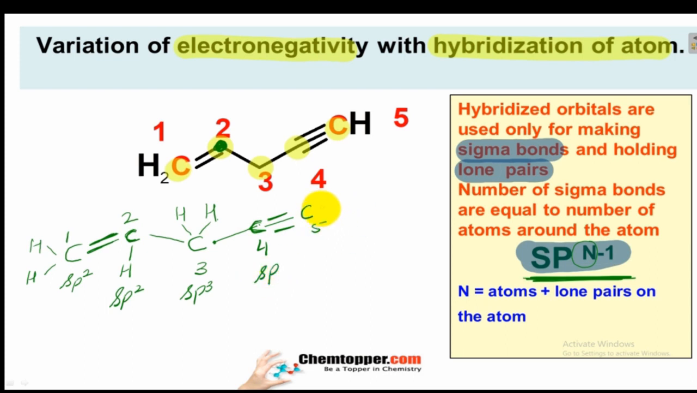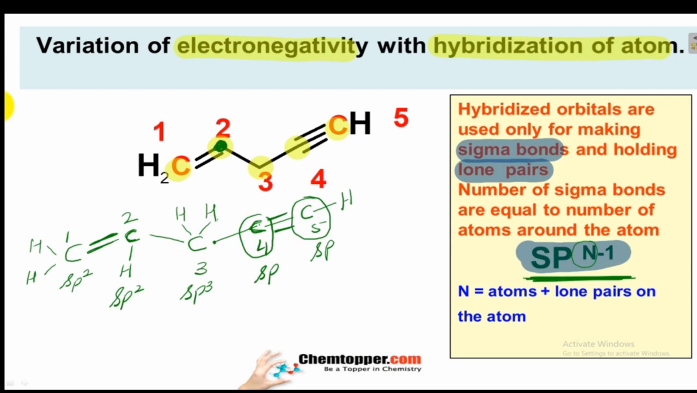Similarly, carbon number 5 is making 1 sigma bond with hydrogen and 1 sigma bond with carbon number 4. The rest 2 are pi bonds. So it also needs only 2 hybridized orbitals. So it is also sp hybridized. Now which carbon atom is the most electronegative? sp. sp carbon is the most electronegative atom because it has the smallest orbital. So it means carbon number 4 and carbon number 5 are the most electronegative atoms.